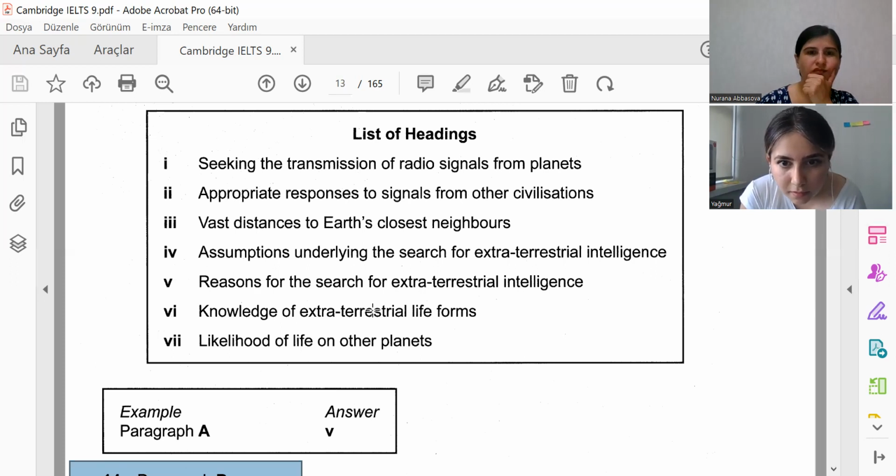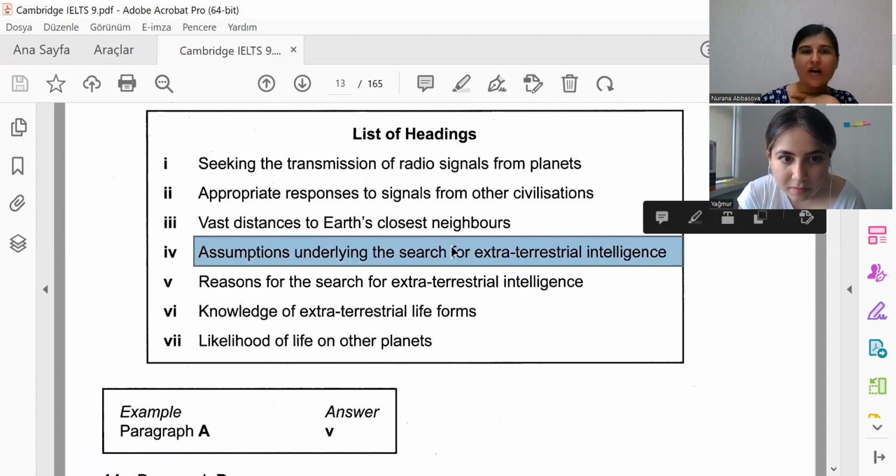That's because the other options are not related to paragraph. Okay. So we have assumptions underlying the search for extraterrestrial intelligence. What is assumption? Assumption is we are not sure of it. We think hypothetically, but we don't have any evidence. So do we have exact information about extraterrestrial intelligence?